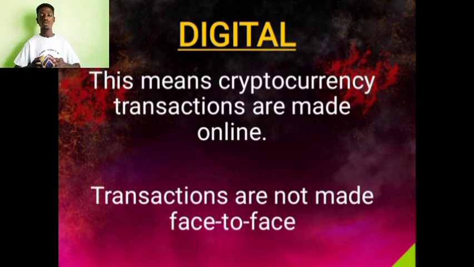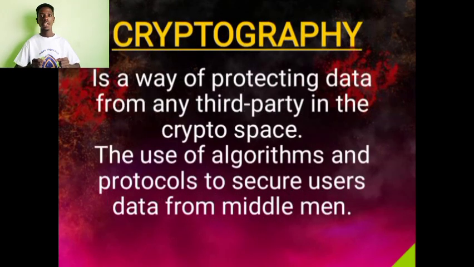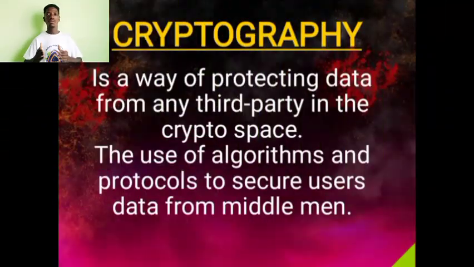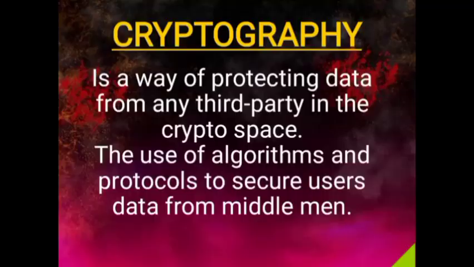And we also have the word cryptography. When we say cryptography, it is a way of securing communications, a way of protecting and securing your communication. So in the crypto space, cryptography is a way of securing your data from any third party. The transaction that you do on cryptocurrencies is secured and cannot be seen by any third party, either a bank or any government.